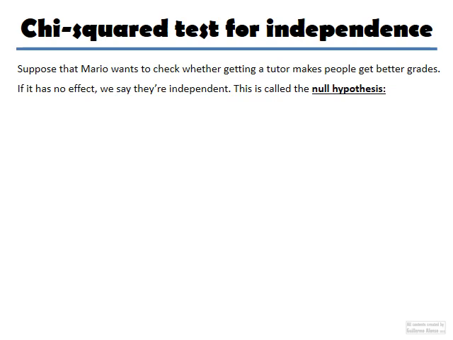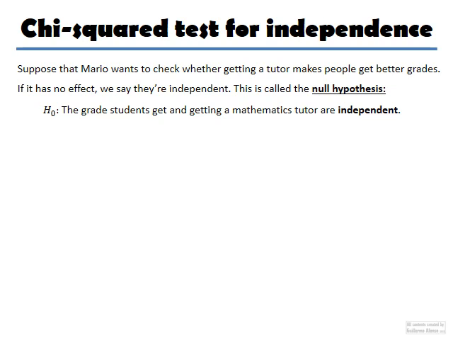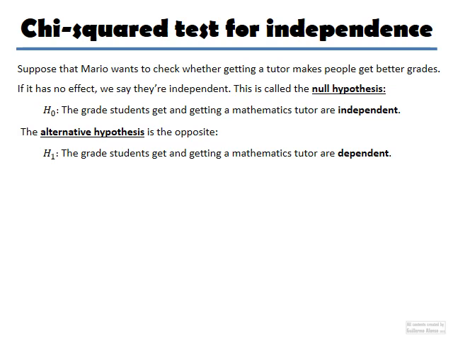One is called the null hypothesis, and it says that the grades students get and getting a mathematics tutor are independent. There's no relation. The alternative hypothesis is the opposite, which is to say that they are dependent. So the chi-square test will let me know which of these two I should choose.